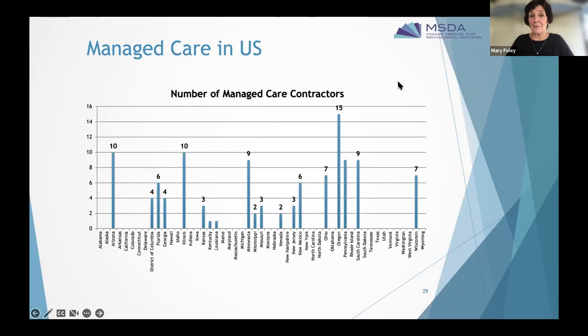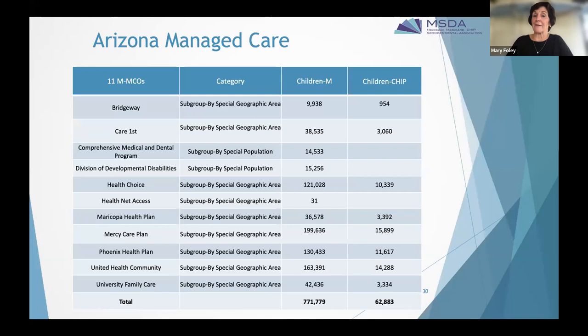This is just an example of how Arizona managed their care. Remember, I showed you all the different vendors they had. So in the left-hand column, this was, again, back in 2016. At the time, they had 11 M, which stands for medical, MCOs, right? And these MCOs could have been hired, contracted for various reasons, based on a special population or for a specific geographic location.